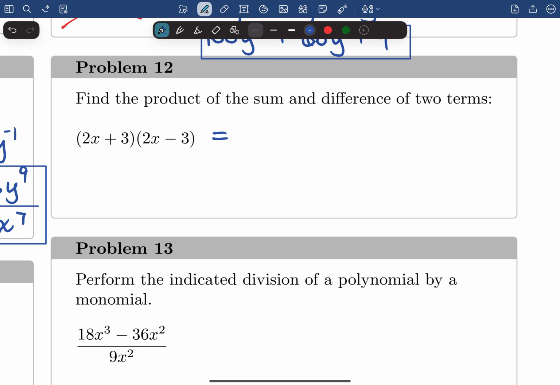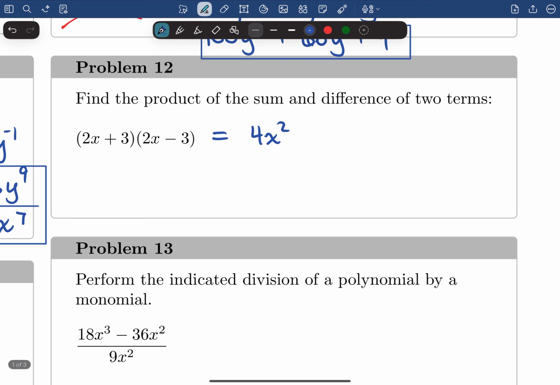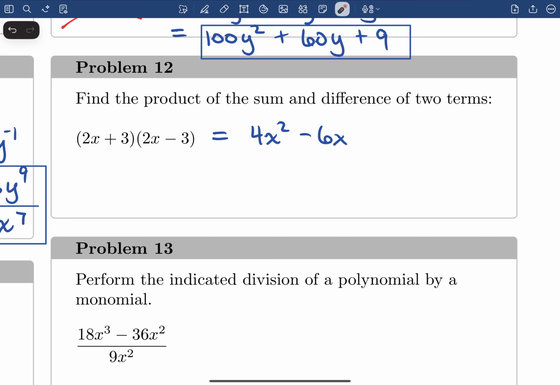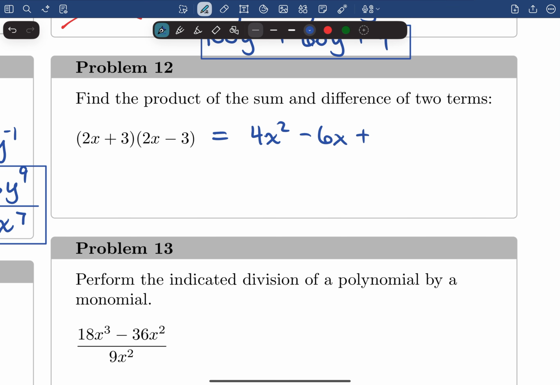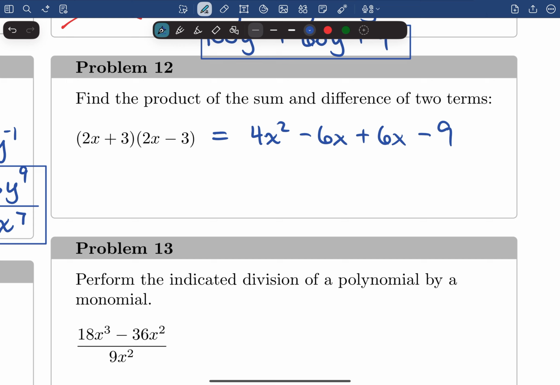2x times 2x gives me 4x squared. I'm FOILing right now. I just multiplied the first terms together. Now I'm going to multiply the outer terms together, 2x times negative 3, and that gives me a negative 6x. And now I'm going to multiply the inner terms together, 3 times 2x, and that gives me a positive 6x. And then last terms, positive 3 times negative 3 gives me a negative 9.